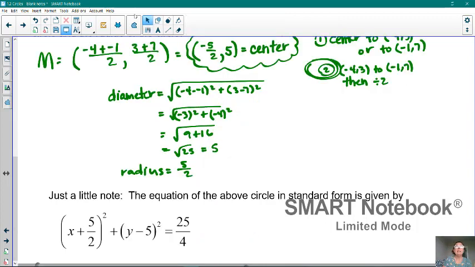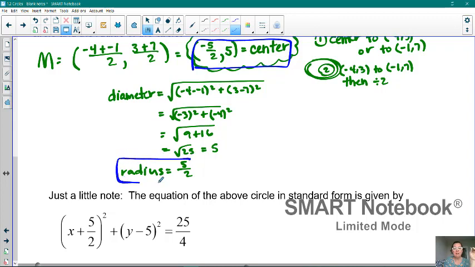Now we want to start drawing some conclusions about circles and their equations and things like that. So I want to point something out to you. The circle in question had a center at -5/2, 5, and a radius of 5/2. Okay? I want you to notice something. Here's the equation of this circle in what we would call standard form. Okay? Notice some placement of some of these key pieces of information. The x part of the ordered pair is -5/2. This has a +5/2. The y part of the ordered pair is 5.